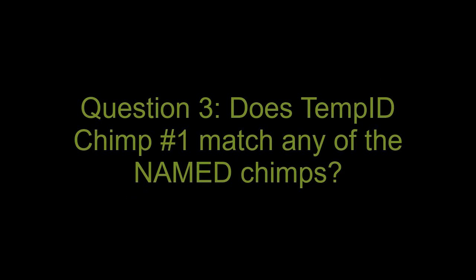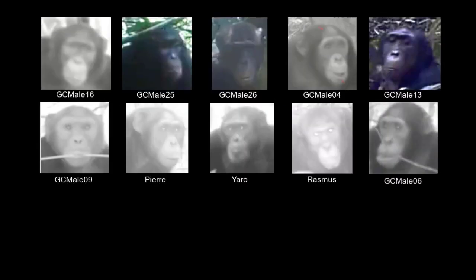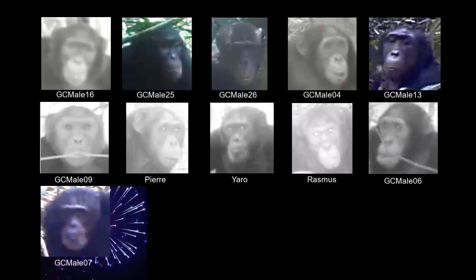Now, the site moderator checks to see if a chimp with a temp ID has been proposed as a match to another chimp with a temp ID. Let's call these Chimp 1 and Chimp 2 for now. The moderator picks the chimp with a better face view. Let's say it's Chimp 1. The moderator asks the team if you think that chimp could be a match to any of the named chimps. If you don't think that the chimp could match any of the named chimps, you'll vote unique. And if everyone else also votes unique, then this chimp is declared unique and is added to the site's headcount.